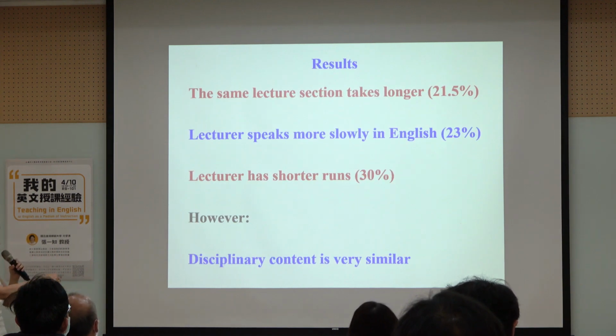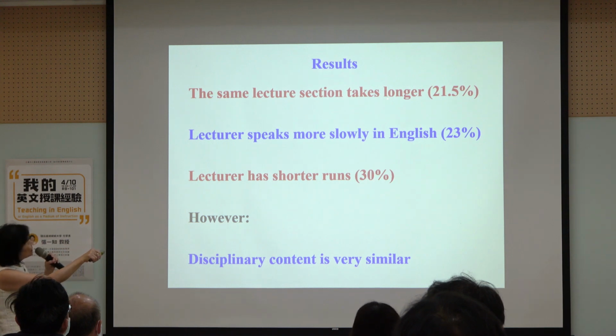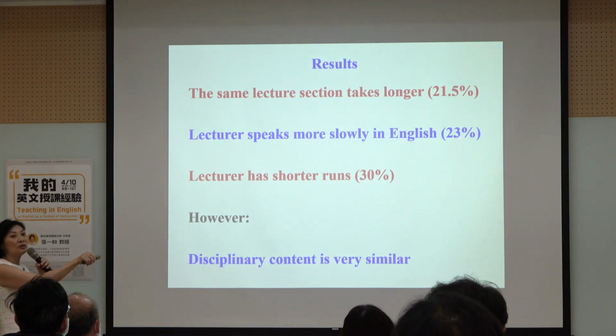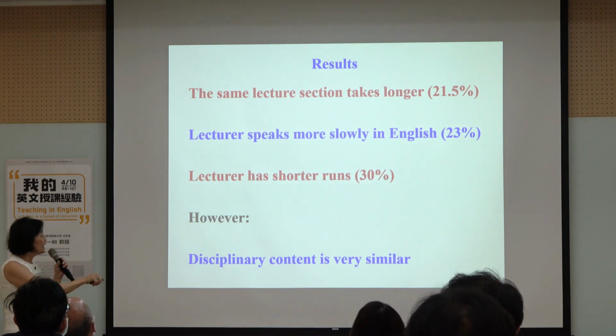So this is the results. The same lecture section takes longer, almost 21.5% longer, and the lecturer speaks more slowly in English. When we switch to English, they talk slower. The lecture has a shorter run, so I have to cover much less.